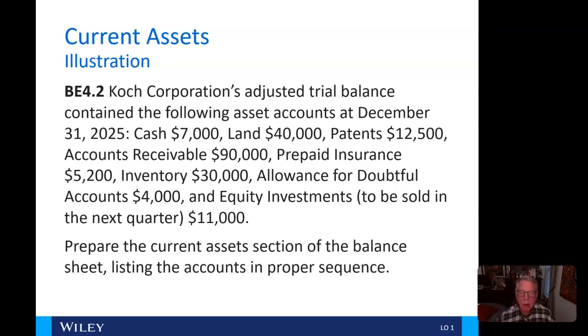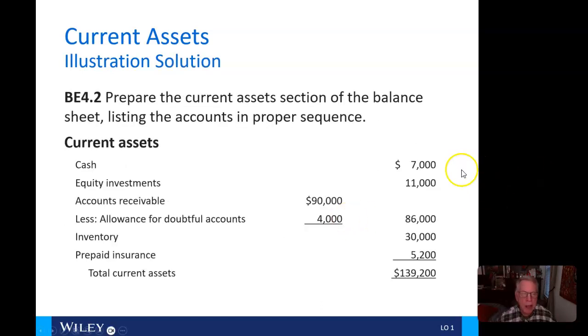And so here is how they do that. We're going to put these assets in decreasing order of liquidity. Of course, cash is our most liquid asset, so it's first. Our equity investments, generally we can go grab those anytime we want, so that's pretty liquid. Accounts receivable, after our allowance for doubtful accounts here. Inventory and prepaids. So our total current assets, $139,200.